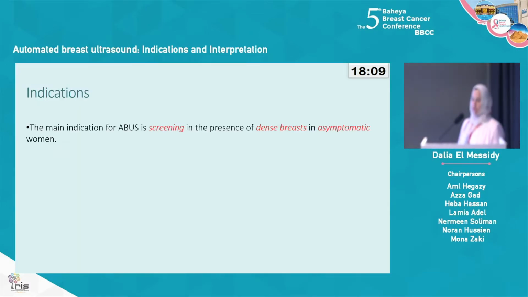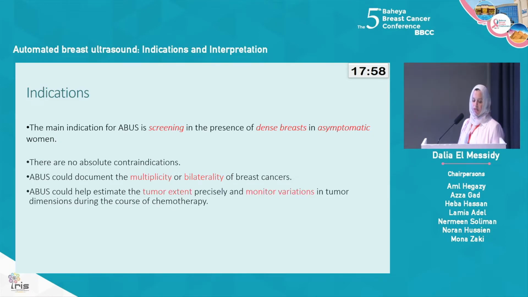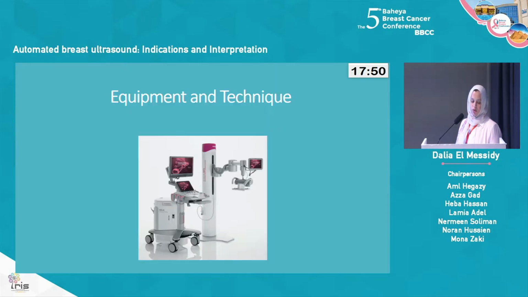The main indication for automated breast ultrasound is screening in the presence of dense breasts in asymptomatic women. However, there are no absolute contraindications. It can document multiplicity or bilaterality of lesions and can help estimate tumor extent precisely and monitor variations in tumor dimensions during the course of chemotherapy.